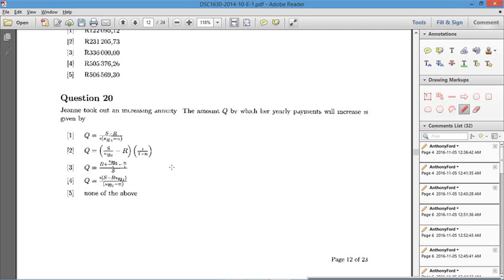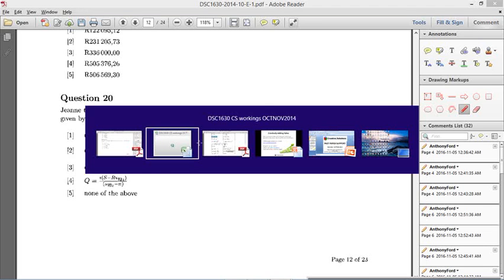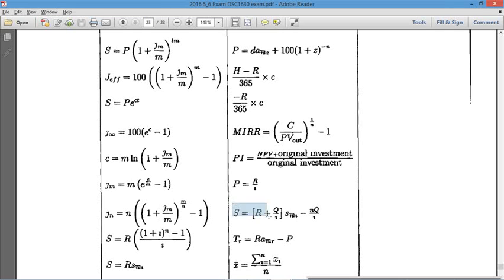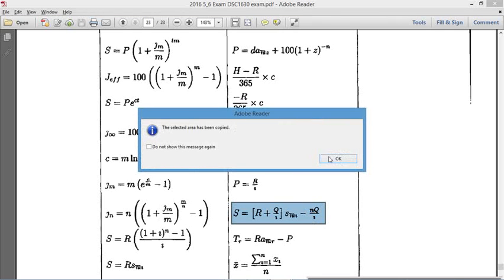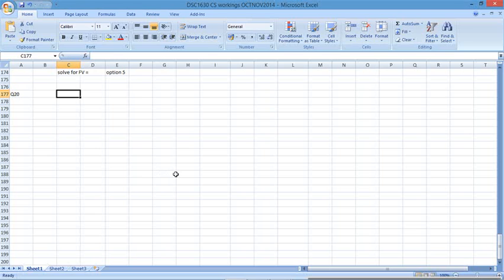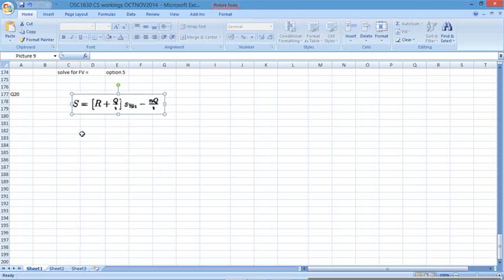Right, question 20, guys. You can see it's a mathematical type of question where you're going to have to rearrange the formula slightly to get a term that represents the Q. So obviously you're looking at the increasing annuity formula. Let's go get that equation again and let's write it down.